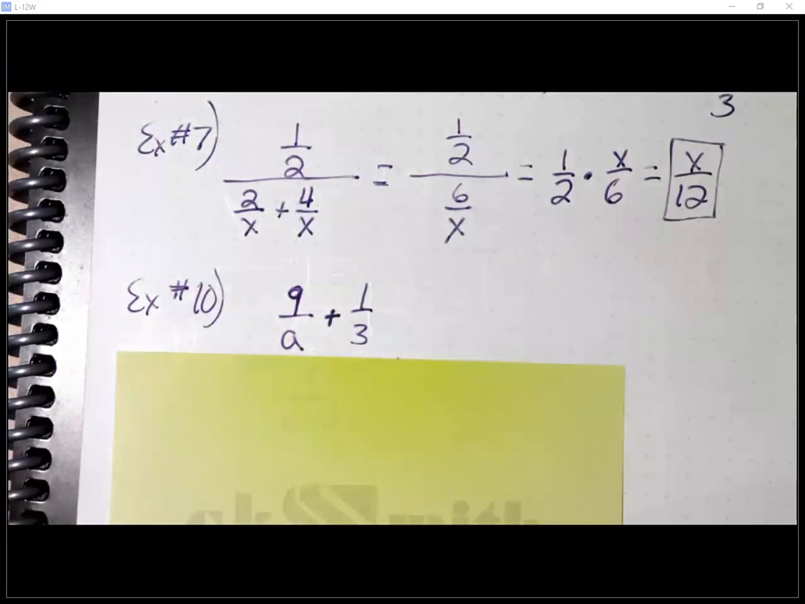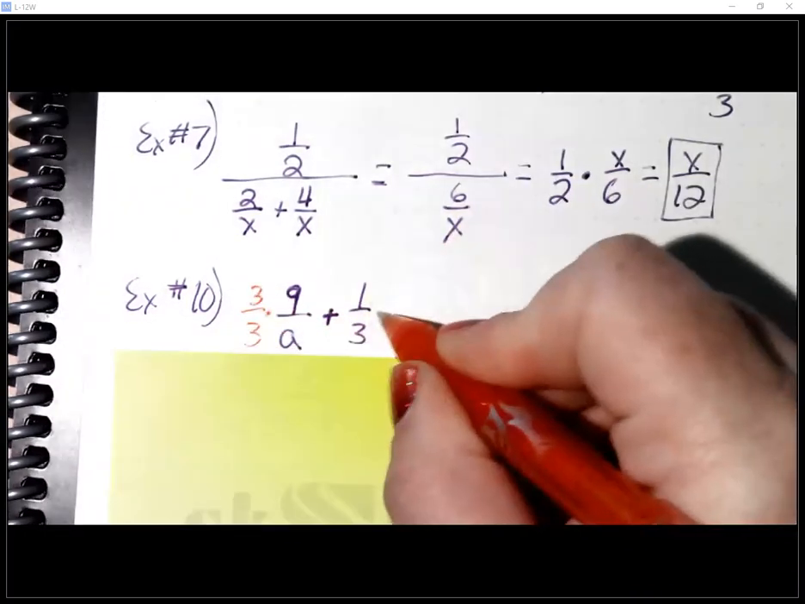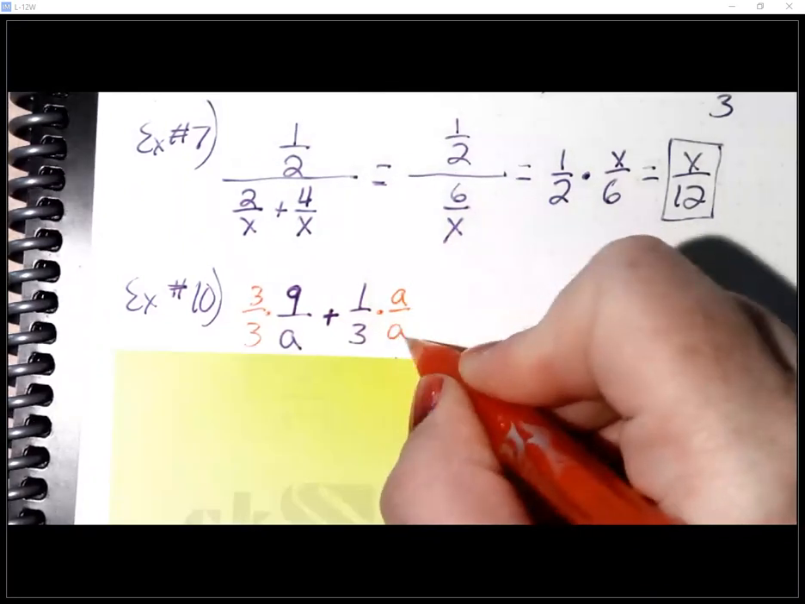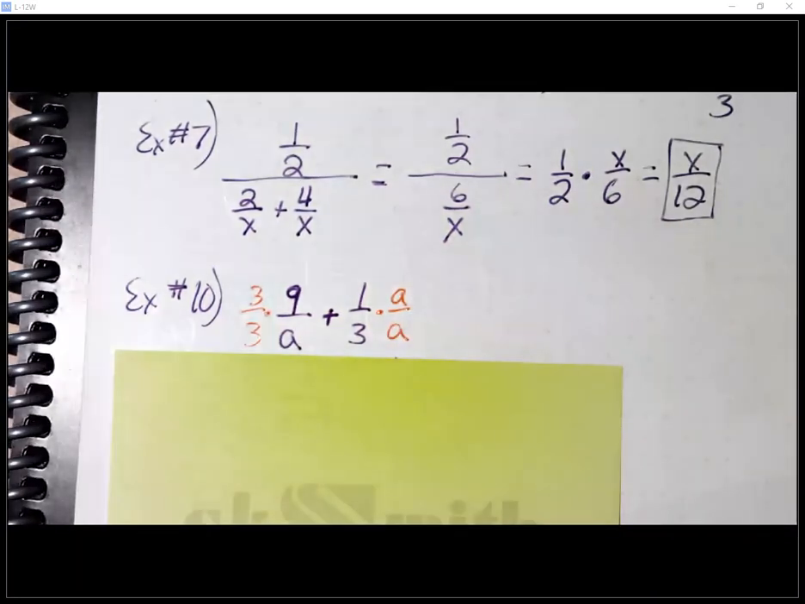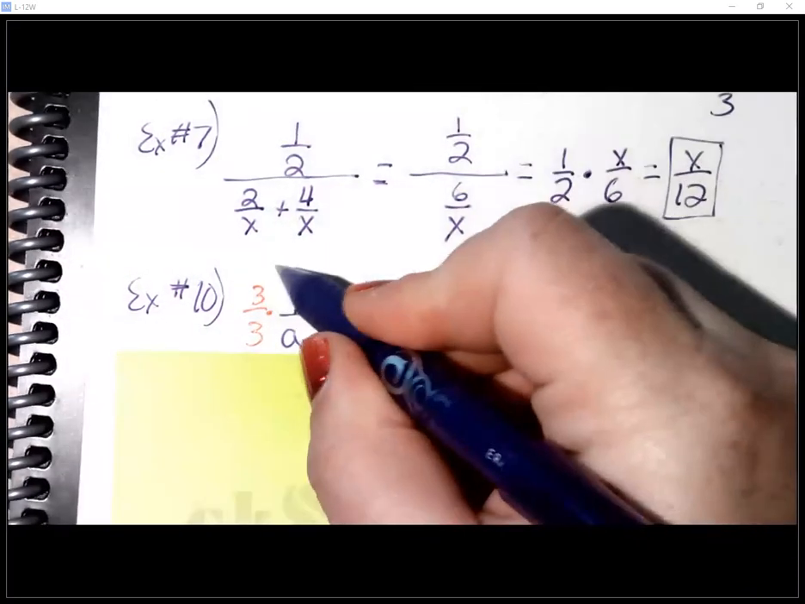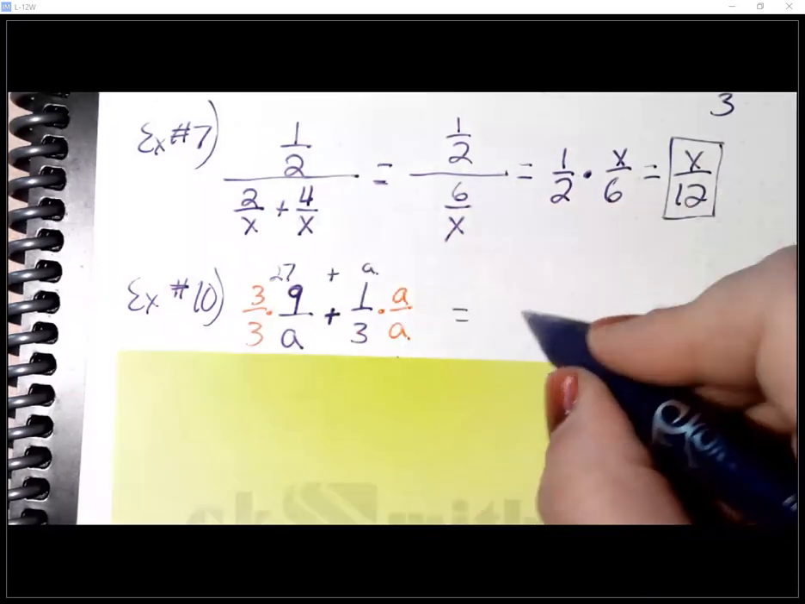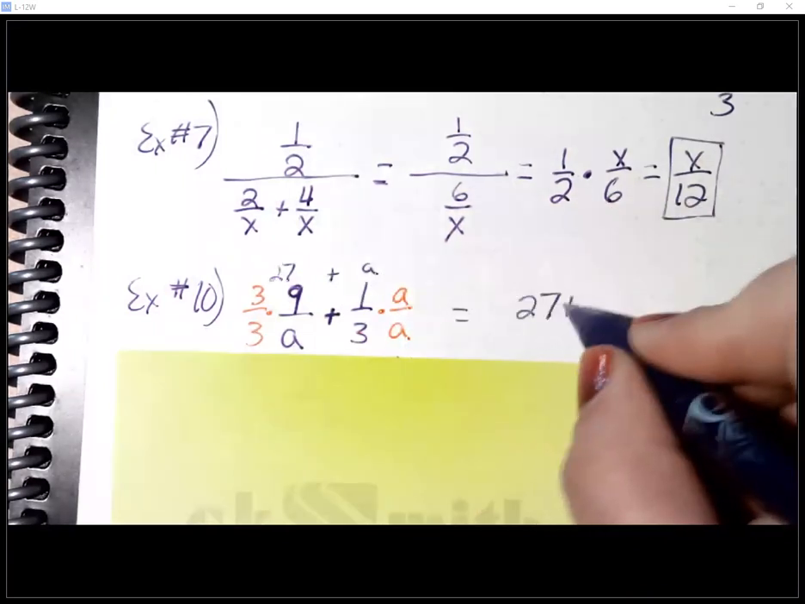I've got to multiply them by each other, right? These two denominators, the only way to get them to match is to multiply this first one by 3 over 3 and the second one by a over a. So can we agree that now both of them have a denominator of 3a? All right, so when I add those numerators together, that's going to be 27 plus a. So I'm just gonna get a new fraction, 27 plus a all over 3a.